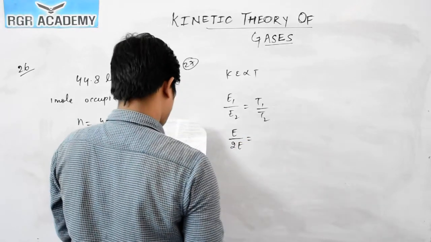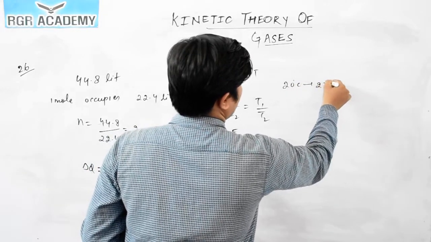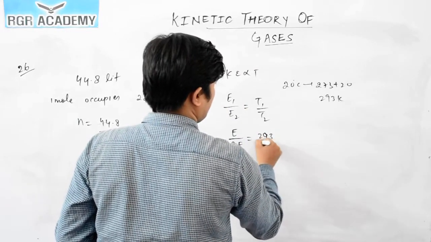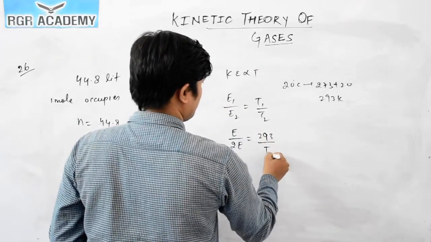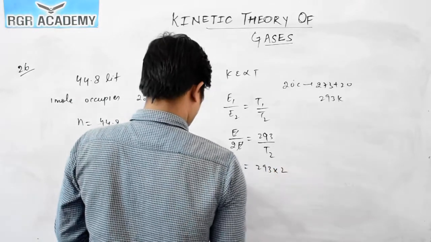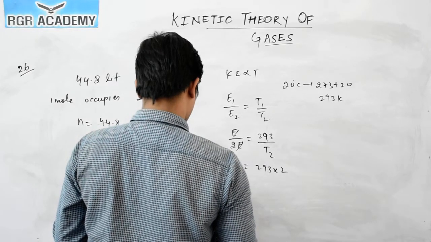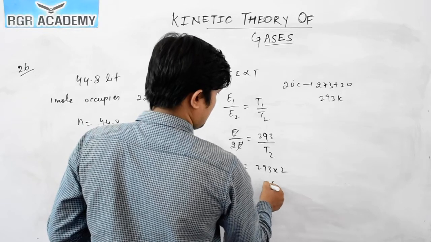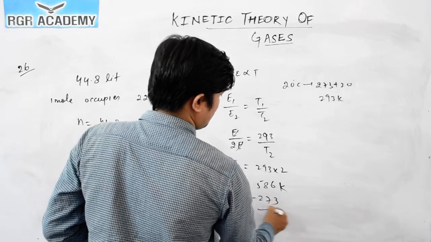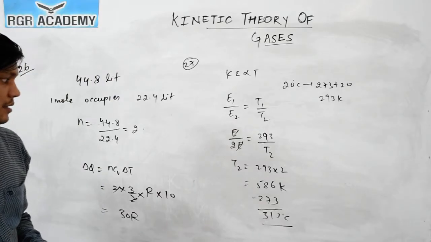It should be equal to T1 by T2. So at what temperature? 20 degrees Celsius means 273 plus 20, which is 293 Kelvin. So it is 293 Kelvin divided by T2. So T2 will be equal to 293 into 2. How much will you get? 586, that will be in Kelvin. To get it in Celsius, subtract 273. So this is 313 degrees Celsius. The answer is 313 degrees Celsius.